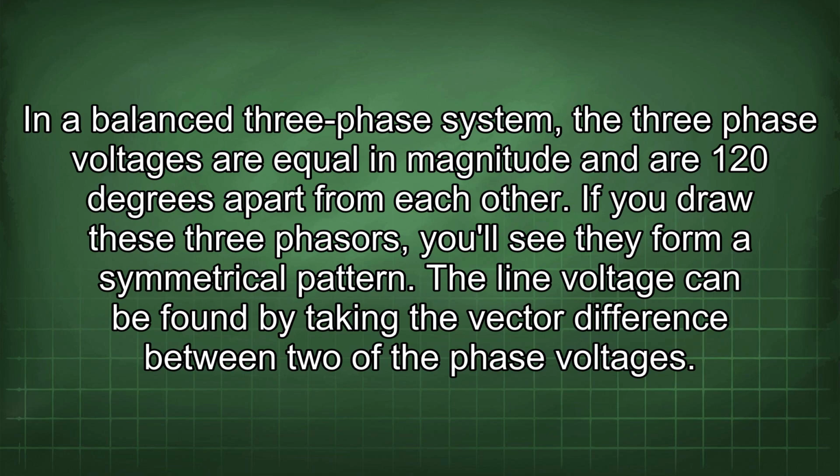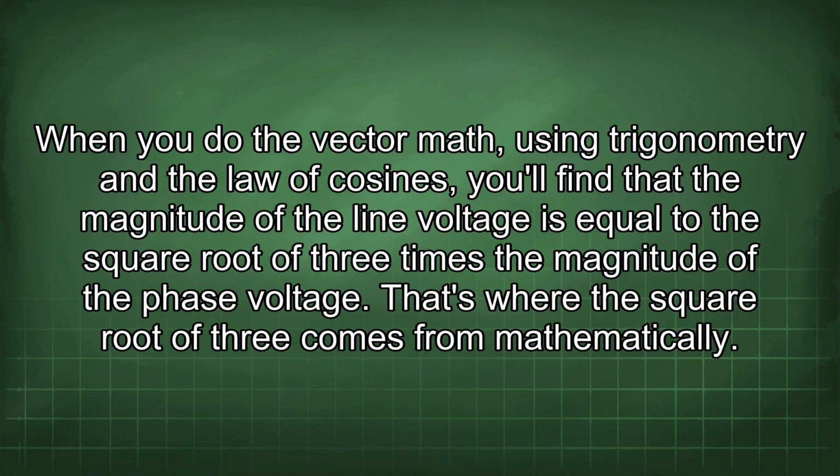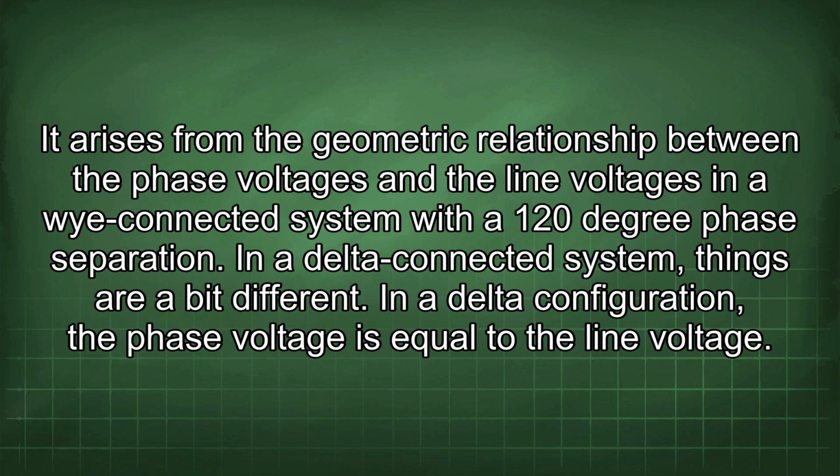The line voltage can be found by taking the vector difference between 2 of the phase voltages. When you do the vector math using trigonometry and the law of cosines, you'll find that the magnitude of the line voltage is equal to the square root of 3 times the magnitude of the phase voltage. That's where the square root of 3 comes from mathematically. It arises from the geometric relationship between the phase voltages and the line voltages in a Y-connected system with a 120-degree phase separation.